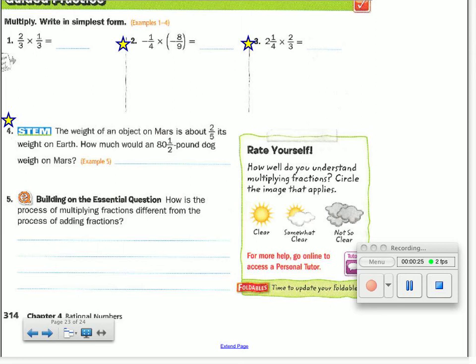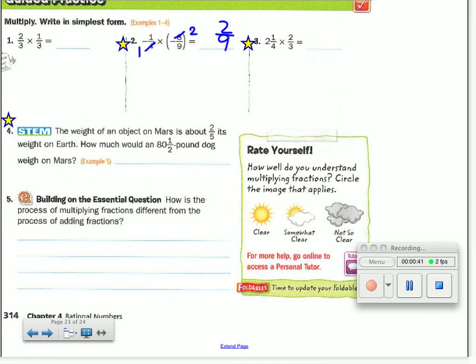The 4 and the 8 can. So 4 goes into 4 once, 4 goes into 8 twice. All right, now I'm going to multiply straight across. 1 times 2 is 2. 1 times 9 is 9.